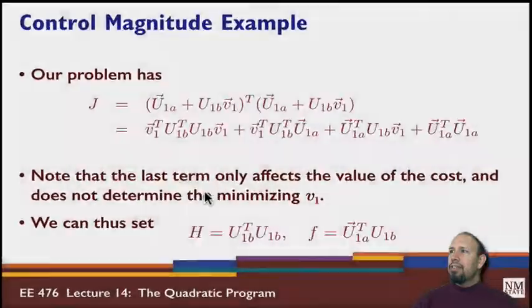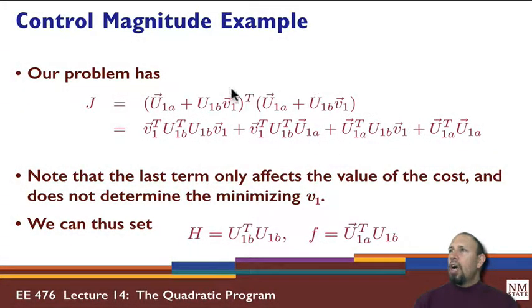Now, in our case, this is our quadratic optimization problem, right? This is U1 transpose times itself. And so when we expand it all out, this is what we get. And so H becomes this, and F becomes this. So that's what we use.